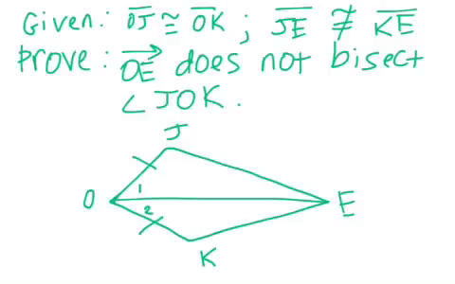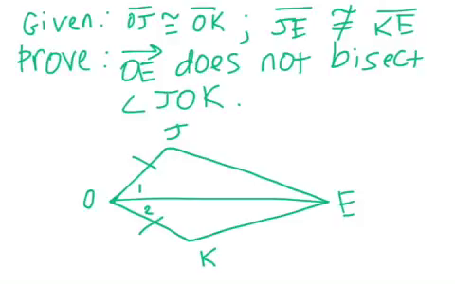Let's do another example to help you get a hang of writing an indirect proof. Given segment OJ congruent to segment OK, and segment JE is not congruent to segment KE. Prove ray OE does not bisect angle JOK.